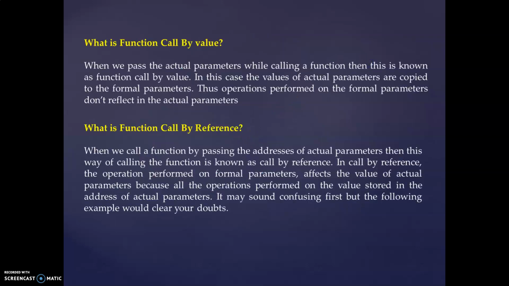Now, call by value means when we pass the actual parameters, there are two kinds of parameters I have told you. One is actual, the second one is formal. Actual parameters are present in the calling function and formal parameters are present in the called function. When we pass the actual parameters while calling a function, this is known as a function call. In this case, the values of the actual parameters are copied to the formal parameters.